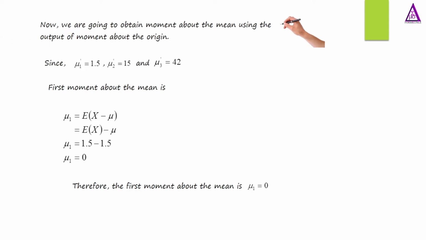Now, we are going to obtain the moments about the mean using the output of the moments about the origin. Since the first moment about the origin is equal to 1.5, the second moment about the origin is equal to 15, and the third moment about the origin is equal to 42. The first moment about the mean is the expected value of x minus mu. Now, the first moment about the mean is equal to 1.5 minus 1.5. So, the first moment about the mean is equal to 0.